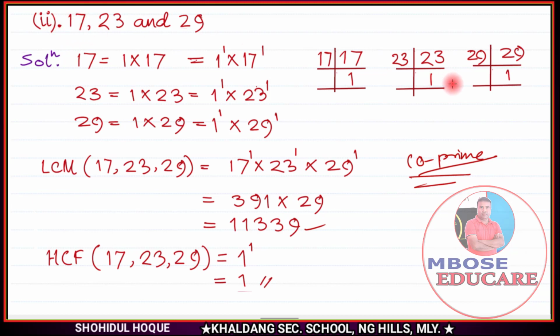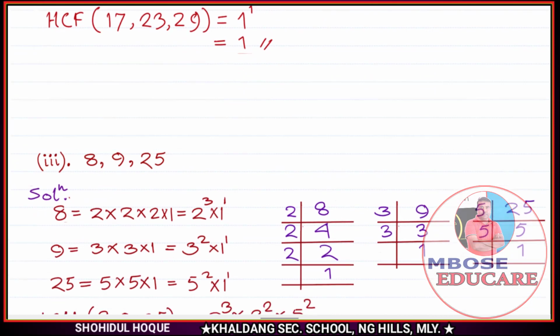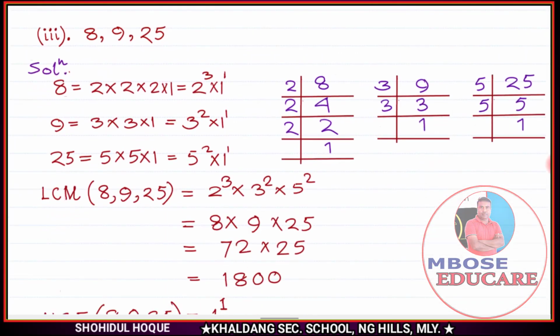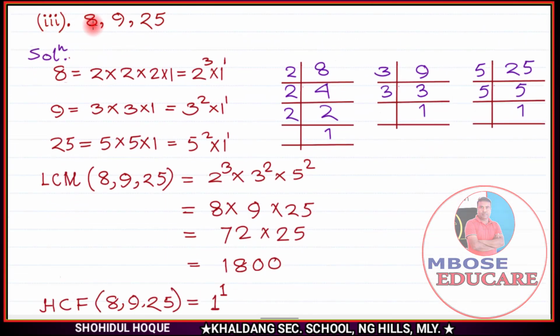Let's solve the last part of question number 3. Here I have written, in part number 3 it is given 8, 9 and 25. So first of all we have to find out the prime factorization of these integers. 8 we can divide by 2. 2 fours are 8. 4 again we can divide by 2. 2 twos are 4. 2 is a prime number. We can divide it by 2 itself. Result will be 1. Similarly, 9 we can divide by 3. 3 threes are 9. 3 is a prime number. We can divide it by 3.